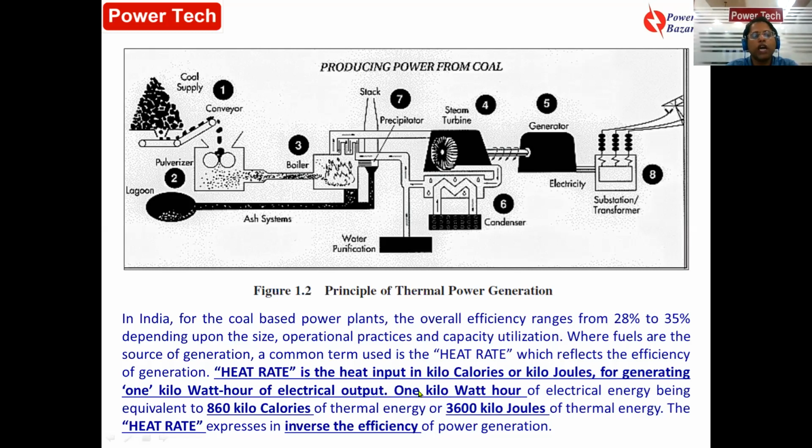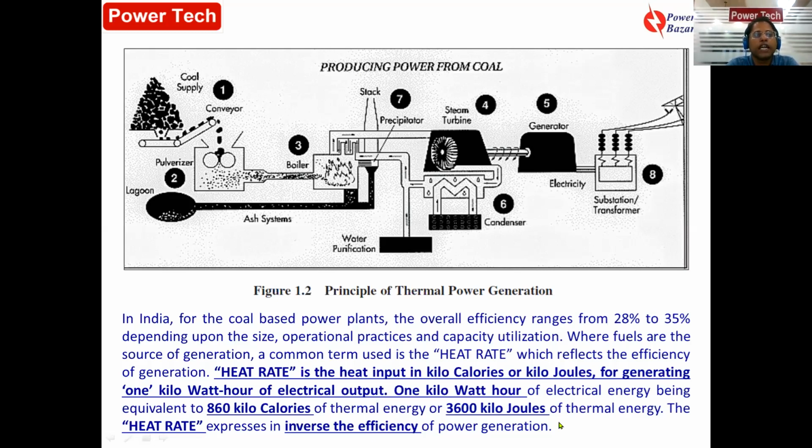I have already told you that 1 kWh is equal to 860 kilocalorie, that you have to remember, or 3600 kilojoule. So heat rate is inversely proportional to the power generation, or inversely proportional to the efficiency of power generation. Now there are a few other terms in a thermal power plant. Those who are working in a thermal power plant are quite aware of those terminologies.